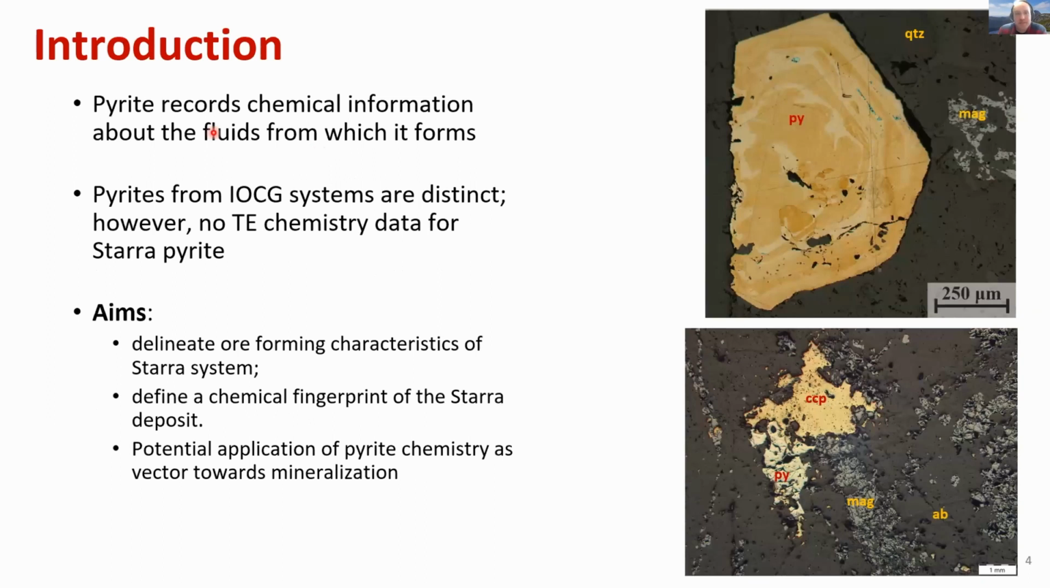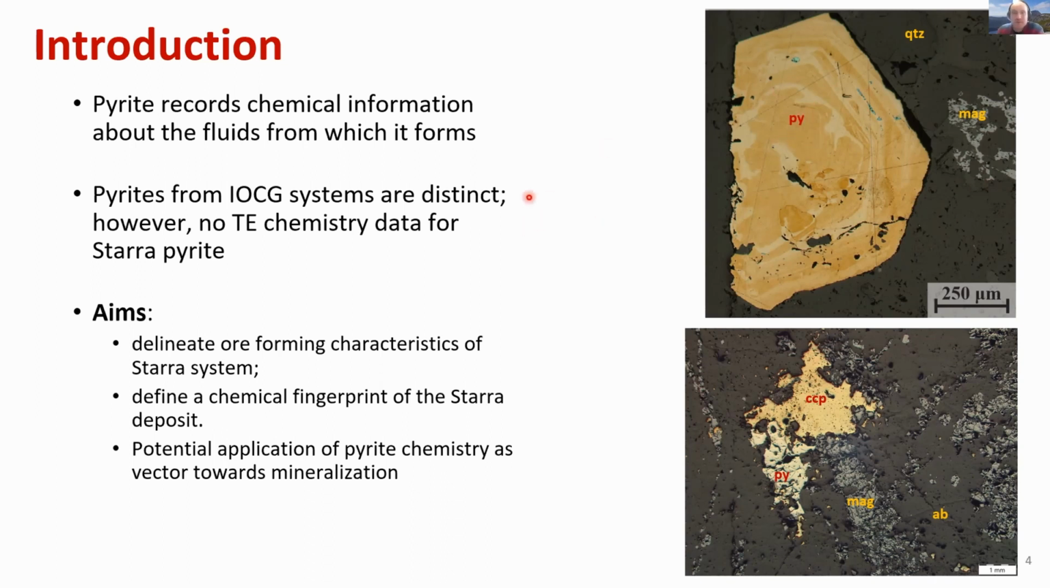Why pyrite chemistry? Pyrite records chemical information during its growth. You can see here on the right-hand side is a reflected light microscope image of a pyrite grain, which has been etched. It's a relatively cheap and quick method to show that there's some chemical zonation going on. At this stage, we don't know what exactly is going on, but we know that it's a good grain for further analysis. As I said, it's a relatively cheap and quick method to get an idea that this pyrite grain records some chemical information.